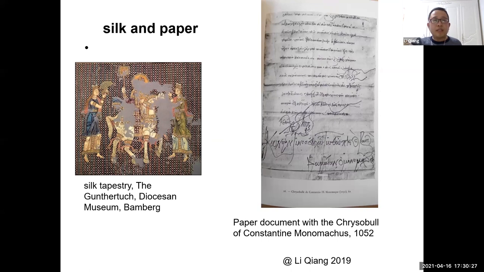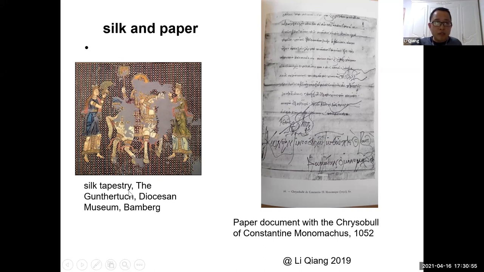But the problem is that if you check the publications about silk in Byzantium, there were really few silks in Byzantium believed to be Chinese. Most of them were made in Byzantium or in the Islamic world. So this is a problem.